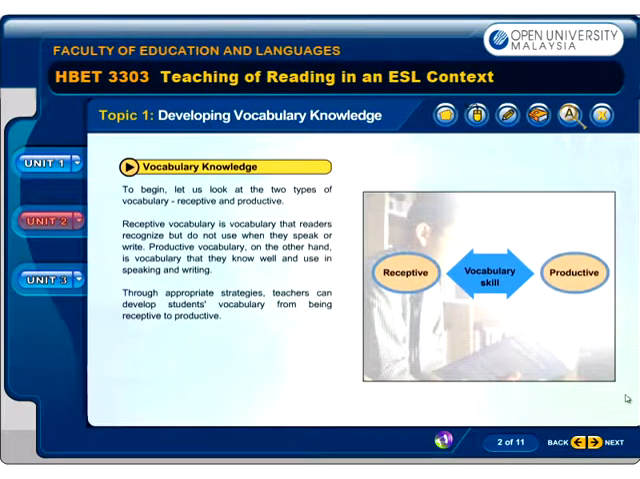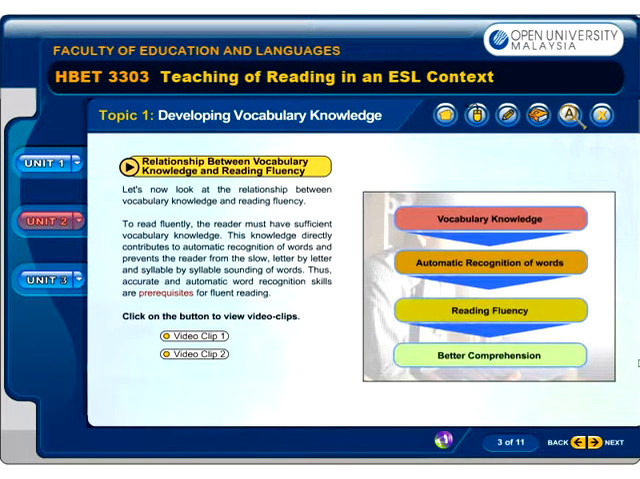To begin, let us look at the two types of vocabulary, receptive and productive. Receptive vocabulary is vocabulary that readers recognize but do not use when they speak or write. Productive vocabulary, on the other hand, is vocabulary that they know well and use in speaking and writing. Through appropriate strategies, teachers can develop students' vocabulary from being receptive to productive.